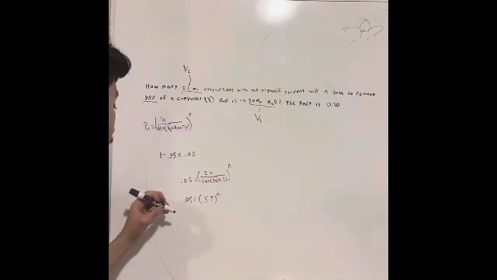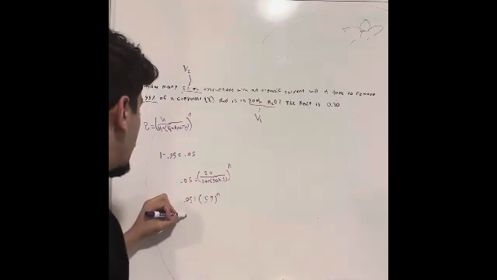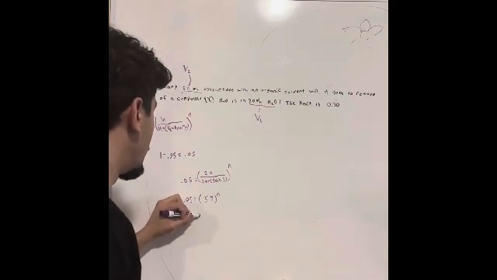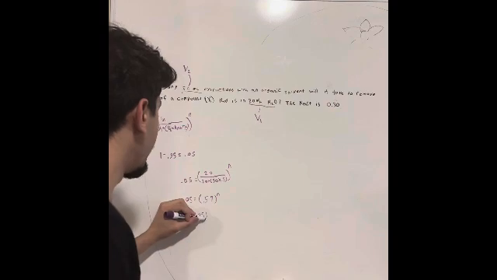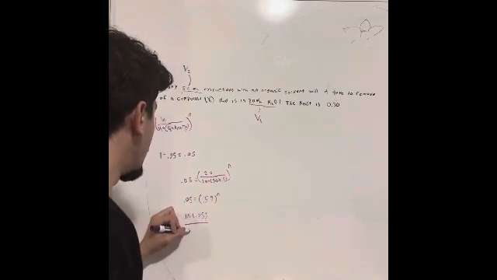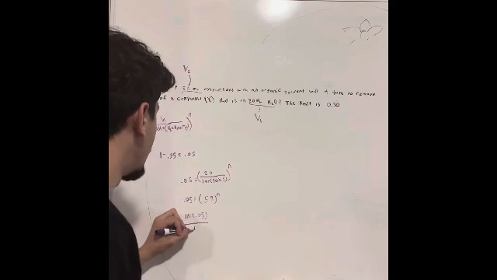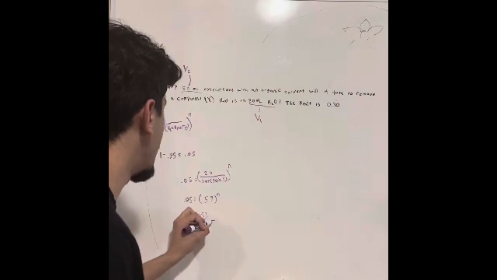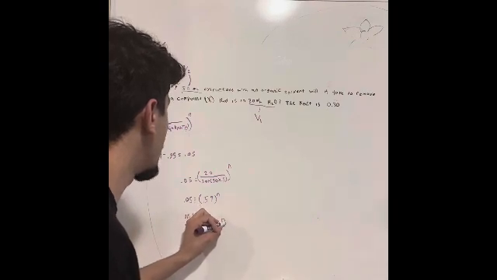So let's go ahead and do that. We have ln 0.05 over ln 0.57 is now equal to n.